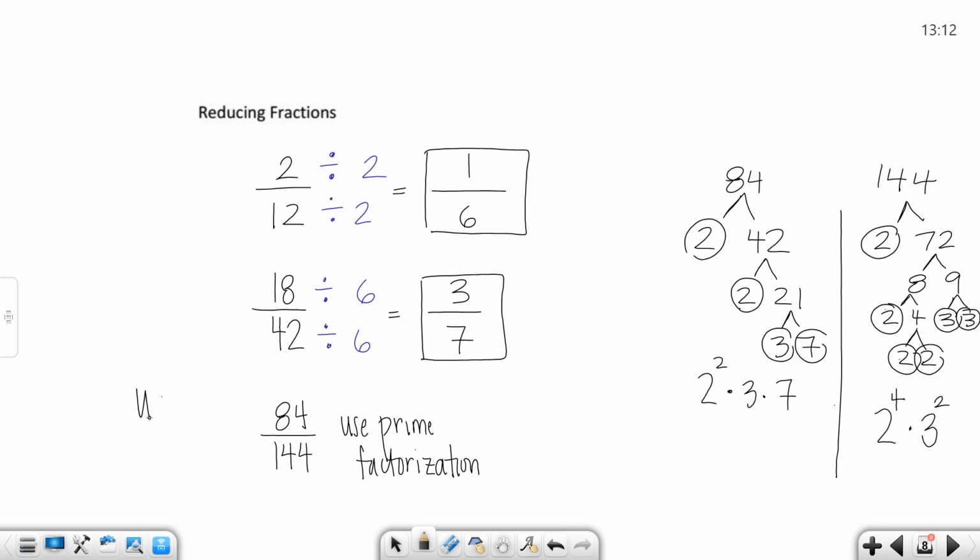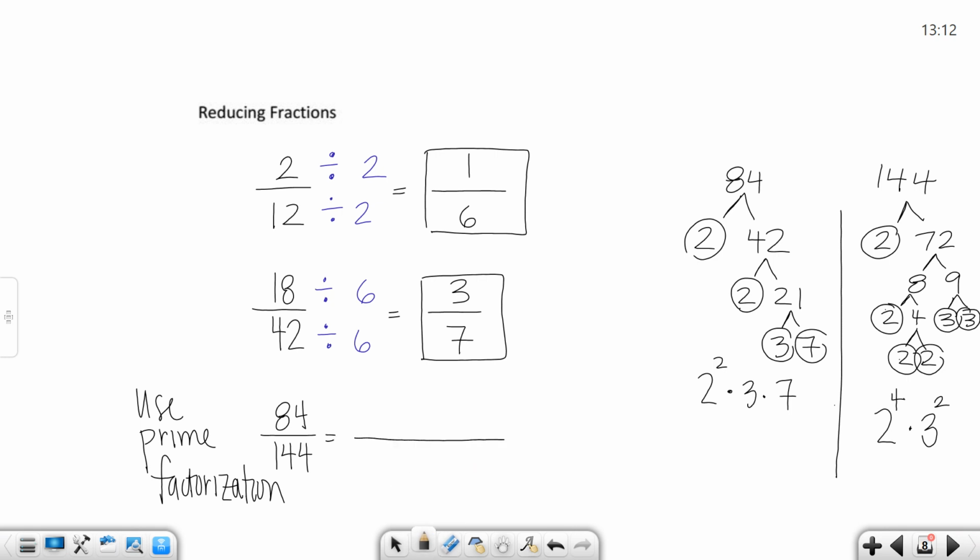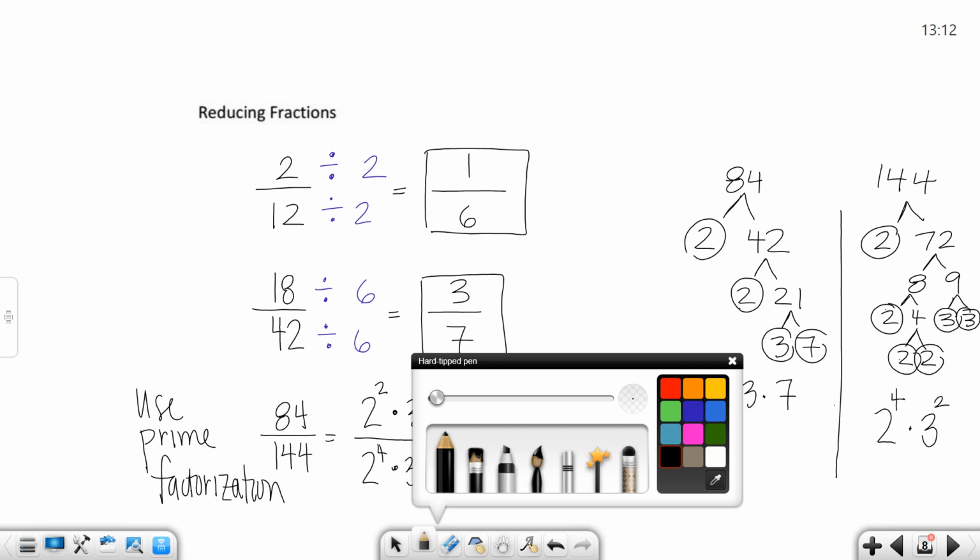Okay, so I ask you to use prime factors here. Okay, so if you wrote out the prime factors of 84, it's 2 to the second times 3 times 7. And the prime factors of 144 are 2 to the 4th times 3 squared. Okay, so here's what's going to happen with that. You're going to be able to reduce them.